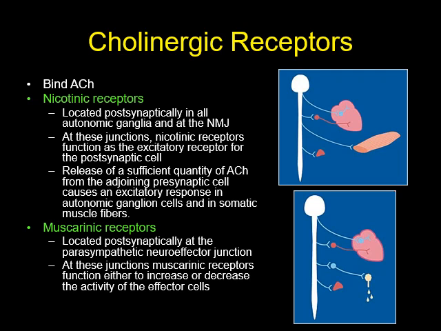Muscarinic receptors for acetylcholine are located postsynaptically at the parasympathetic neuroeffector junction. At these junctions, muscarinic receptors function either to increase or decrease the activity of the postsynaptic cell.